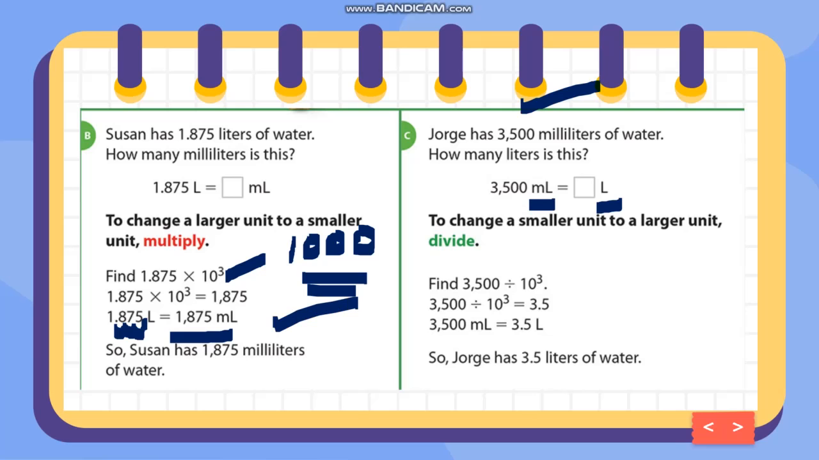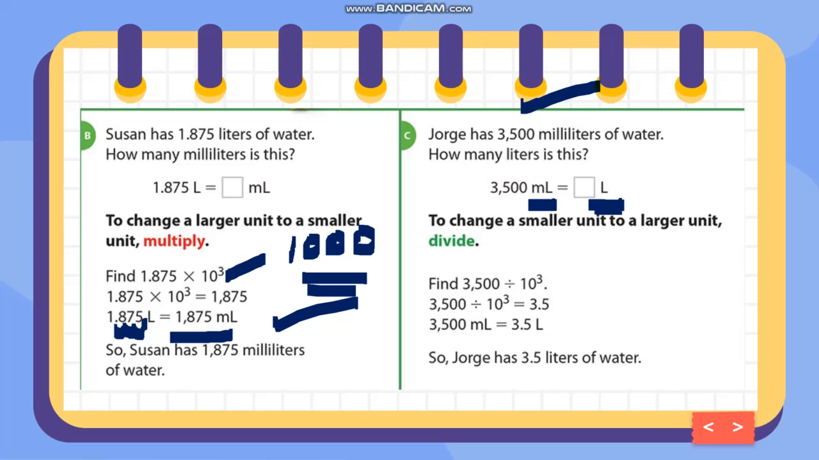Okay, here George has 3,500 milliliters of water. How many liters is this? So we're going to convert milliliters to liters. If we're going to convert a smaller unit to a bigger unit, we're going to divide. The distance from milliliter to liter going to the left is 3 movements. Every movement is 10, so we're going to divide by 1,000: 10, 10, and 10. So 3,500 divided by 1,000.